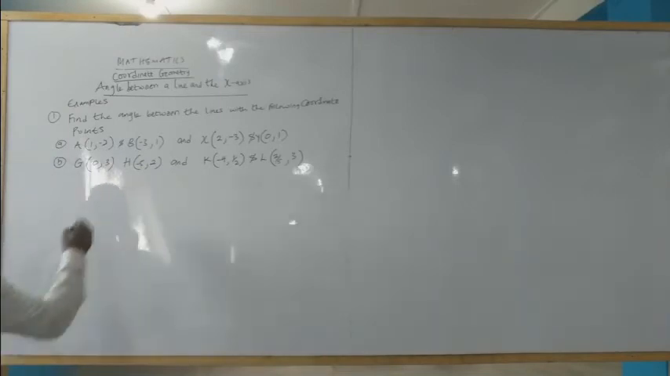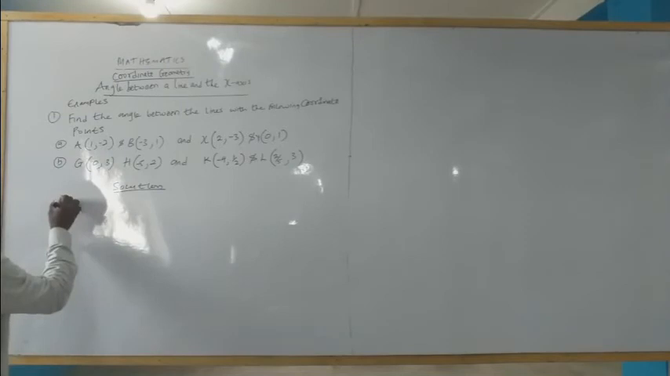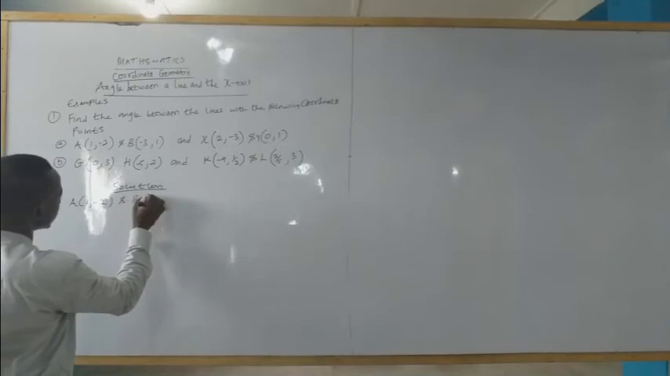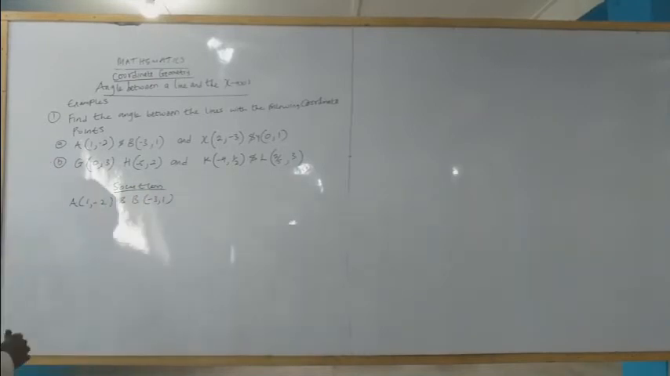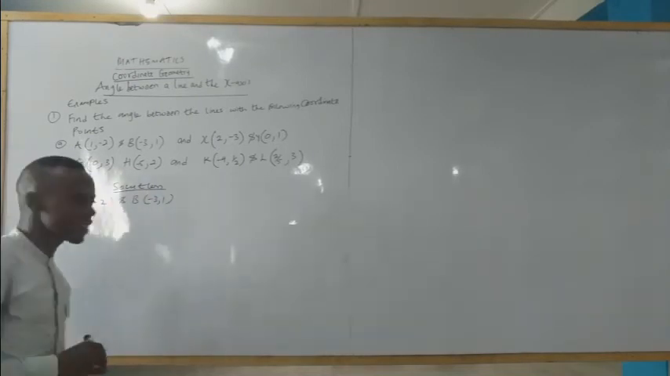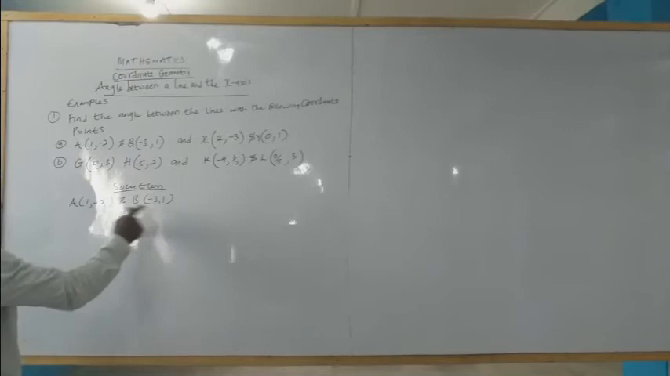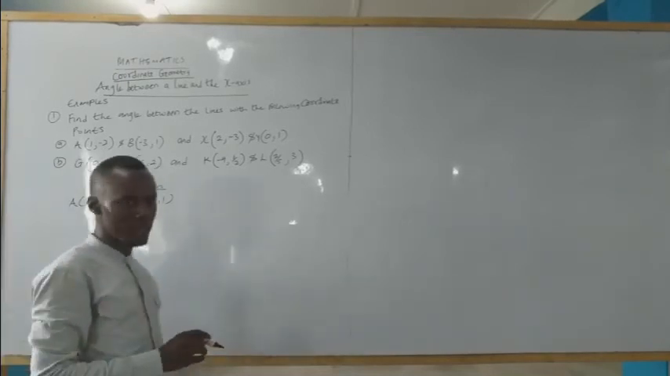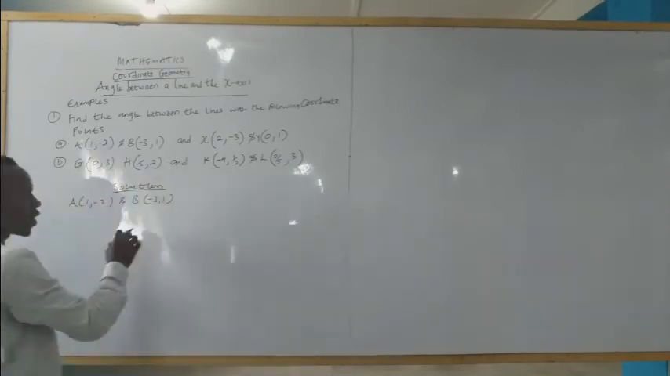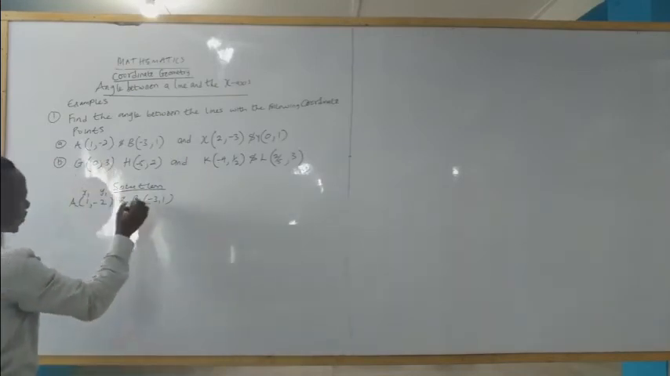Number A. Solution. You have point A, 1 comma minus 2, and point B, minus 3, 1. Because a line is formed with at least 2 points, we have point 1 and point 2. So we have these 2 points on the Cartesian plane. When you join them together, we form a line. Here we can use this to get the gradient of the first line, and in the same way, we get the gradient of the second line. So using this, we have x1, y1, x2, y2.